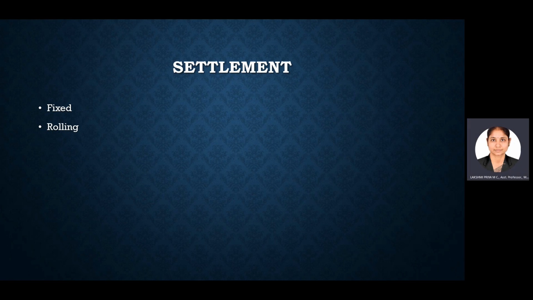Rolling settlement system. Under this settlement system, the settlement takes place n days, that is 1, 2, 3 or 5 days after the trading day. The shares bought and sold are paid for n days after the trading day of the particular transaction. Share settlement is likely to be completed much sooner after the transaction than under the fixed settlement system.